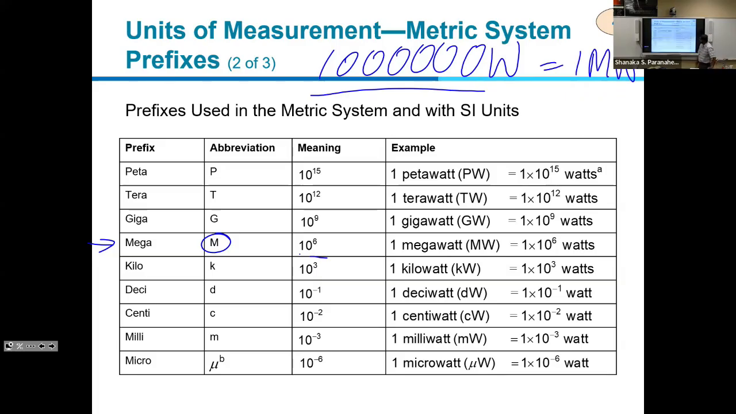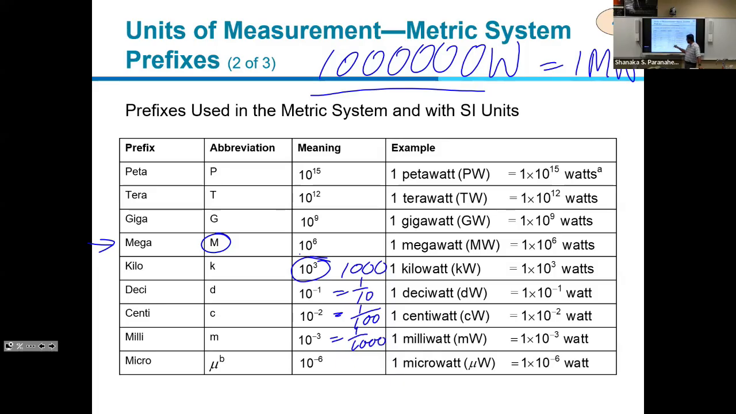So kilo is 10 to the power 3. I already explained that. So 10 to the power 3 is 1000. When it comes to the decimal or the lower side, deci stands for 10 to the power -1, or 1 over 10. Centi is equal to 1 over 100. And milli stands for 1 over 1000.